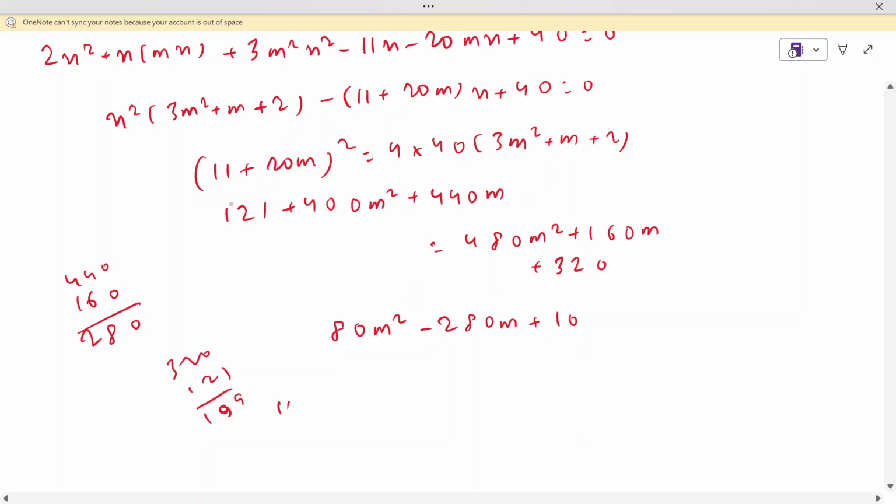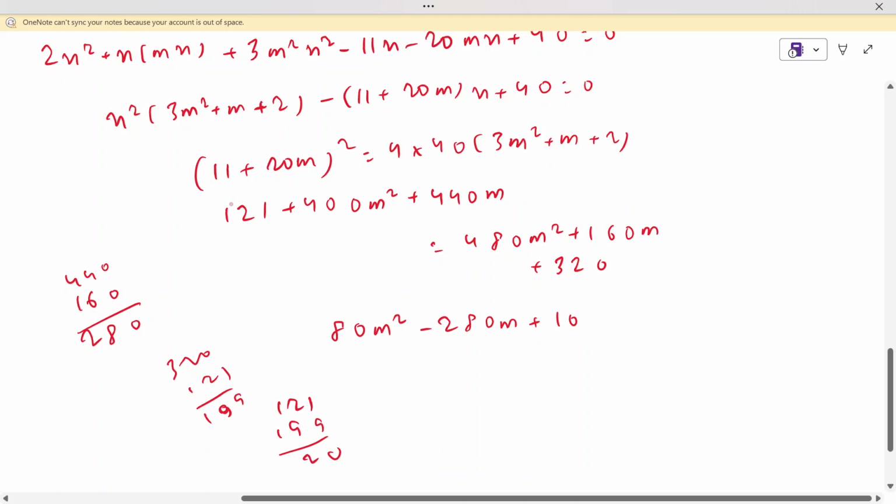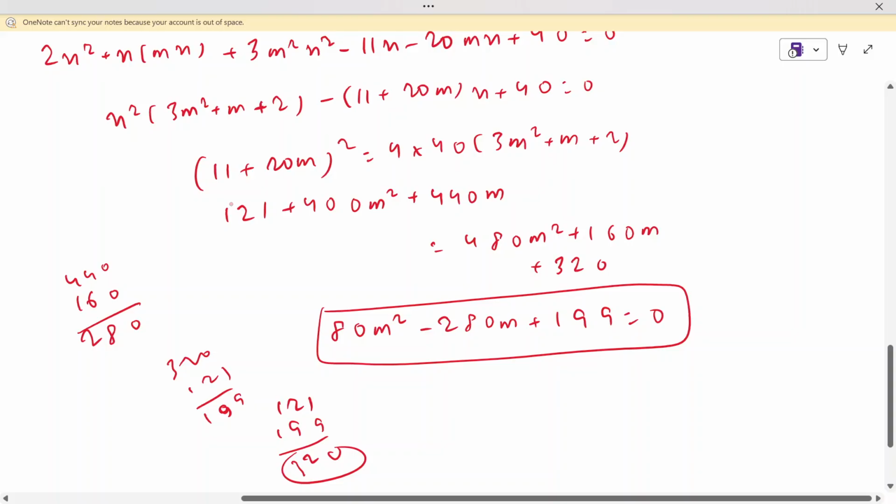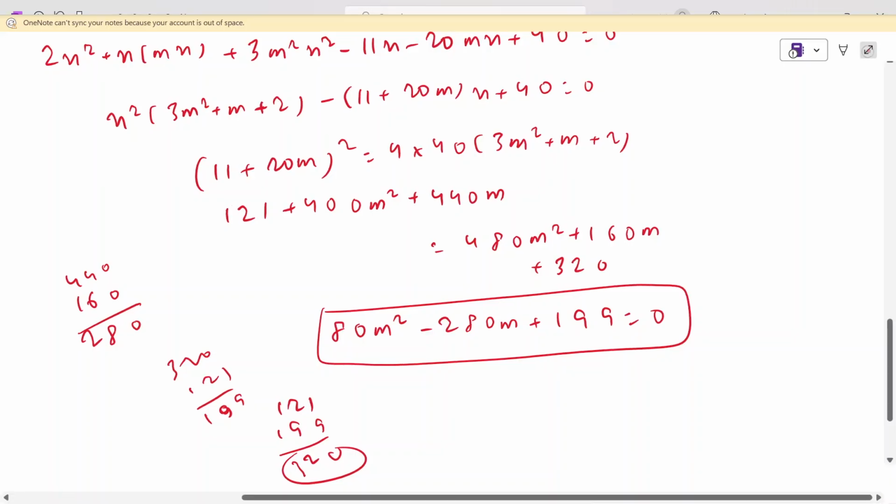One second, I can't even do this, yaar. Uff, 320. Okay, fine. 129. So what values of m are we getting? Will this factorize or not? Just a second.